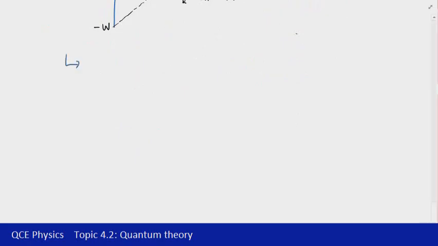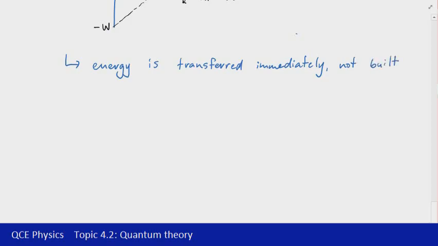Now, the last two things to note here, sort of consequences then of Einstein's application of Planck's theory. We know that, as we've already seen through the observations, in these scenarios energy is transferred immediately. So there's no delay with energy having to build up. Either there is enough energy or there isn't. So that means that the wave model definitely doesn't apply.